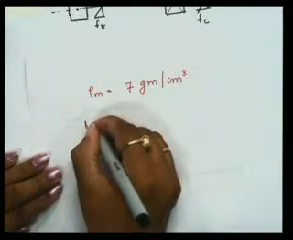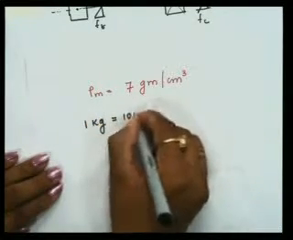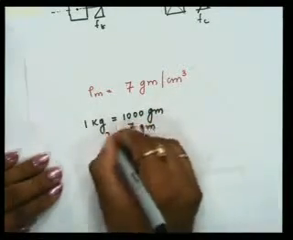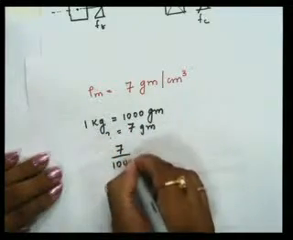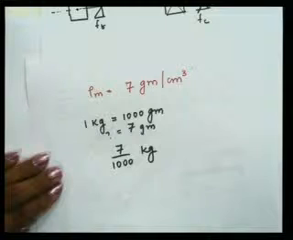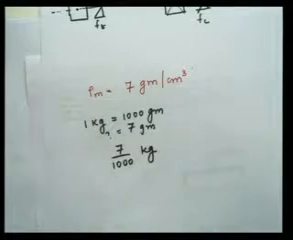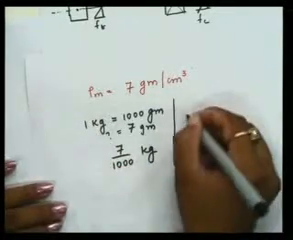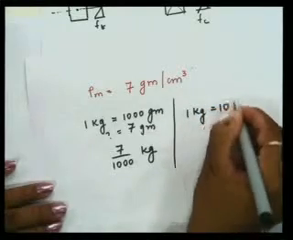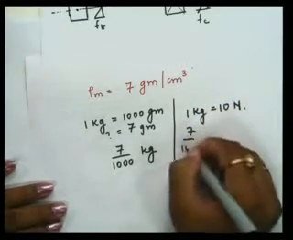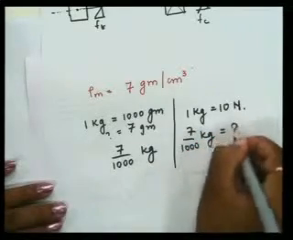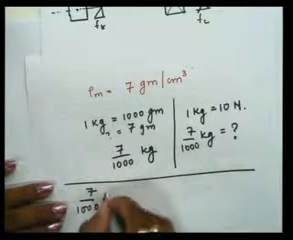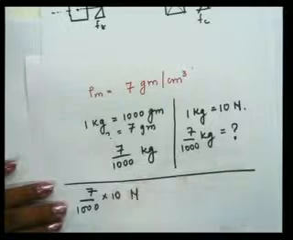So we know that 1 kg is equal to how many grams? 1000 grams. Okay, so 7 grams is how many kg? So 7 upon 1000 will be kg. Then we know that 1 kg is equal to 10 newtons, right? So 7 upon 1000 kg is equal to how many newtons? So we get 7 upon 1000 into 10 newtons, right?